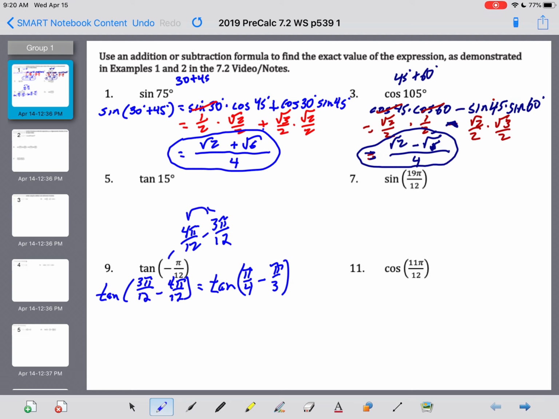As we go from here now, we have to apply the tangent subtraction. And again, that's going to be the tangent of pi over 4. And since it's minus, it'll be minus tangent pi over 3 over 1 plus these two tangent expressions multiplied.